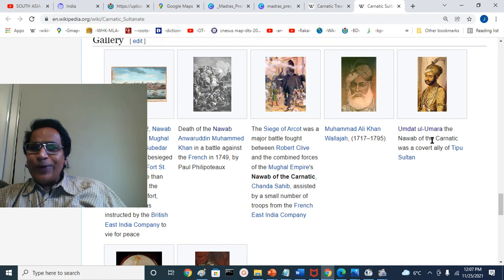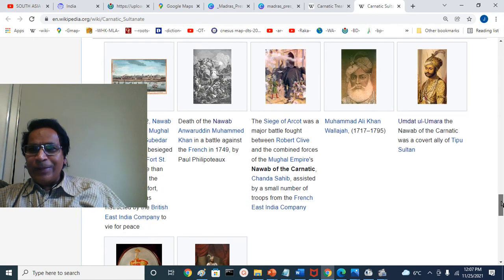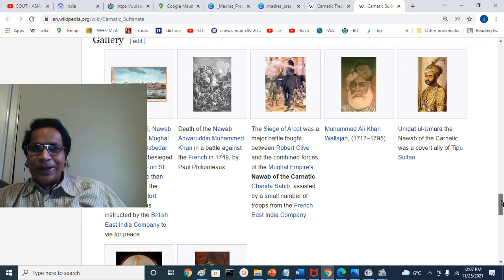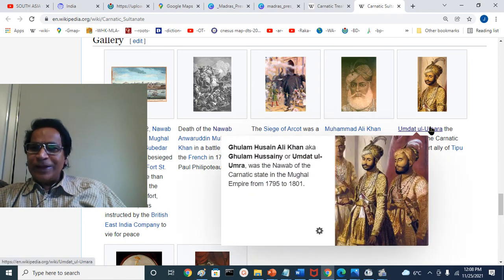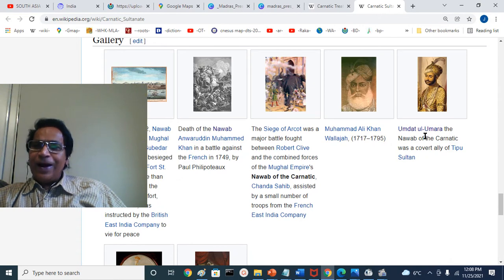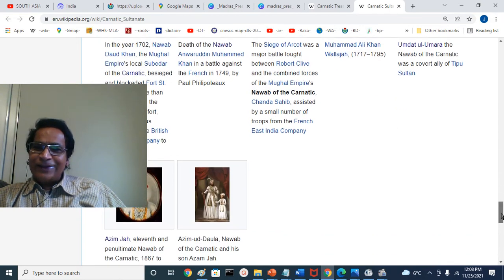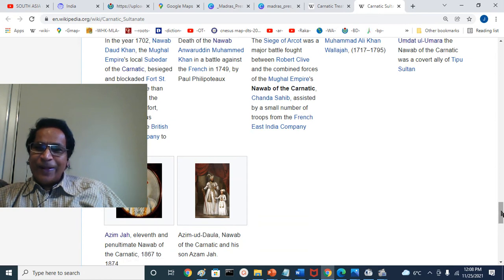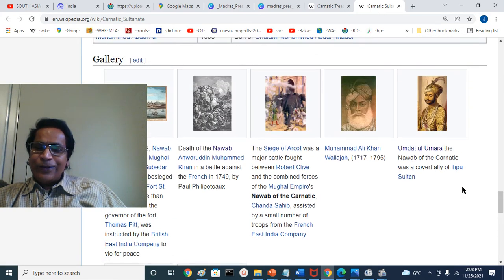And the British pressed Umdat, the Nawab of Carnatic, son of Muhammad Ali, to give up the Carnatic and become a pensionary, a titular ruler, that is de jure ruler. Umdat disagreed and didn't sign. British didn't pressure that much. And when Umdat died, his brother was there, ul-Umara. ul-Umara had a son called Azim-ud-daula. Umdat's son wanted to succeed.